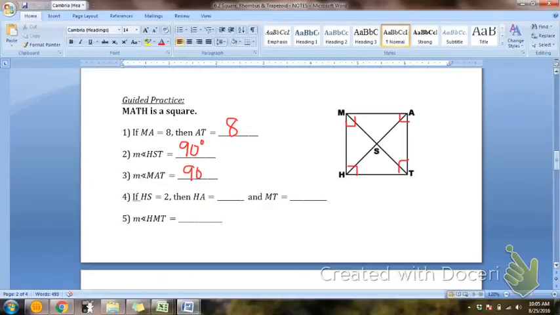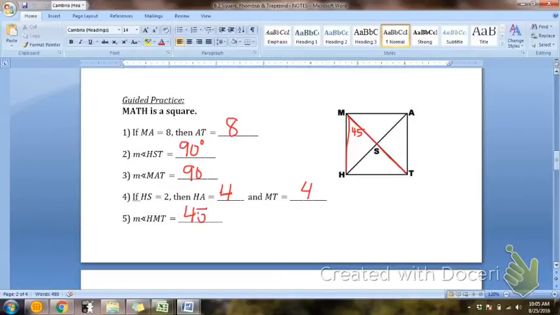Excellent. If HS is 2, then HA is how much, Amanda? 4. Excellent. And MT is how much, Mackenzie? Also 4, because the diagonals are the same. Okay. And the measure of angle HMT, Elena? 45. HMT is here. Remember I told you that all the corner angles are 45.